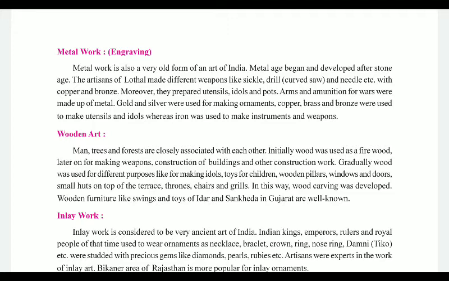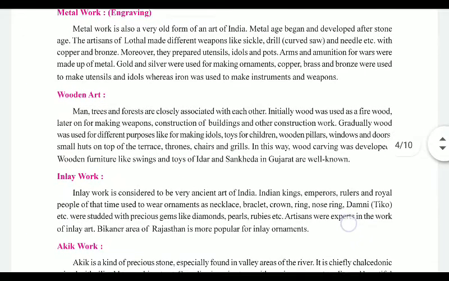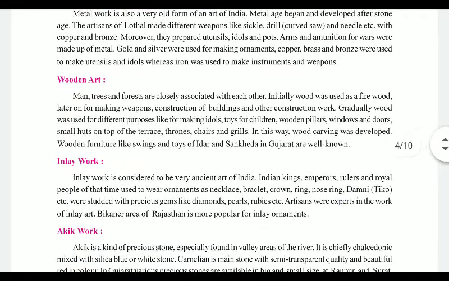Copper, brass, and bronze were used to make utensils and idols, whereas iron was used to make instruments and weapons. So after the Stone Age, as and when the ancient Indians learned about metal, they started making material things with copper and bronze. However, they also used gold and silver to make a variety of ornaments.